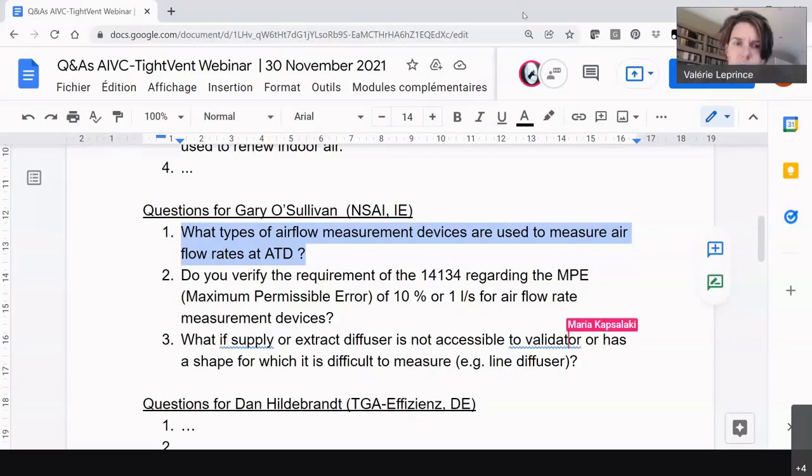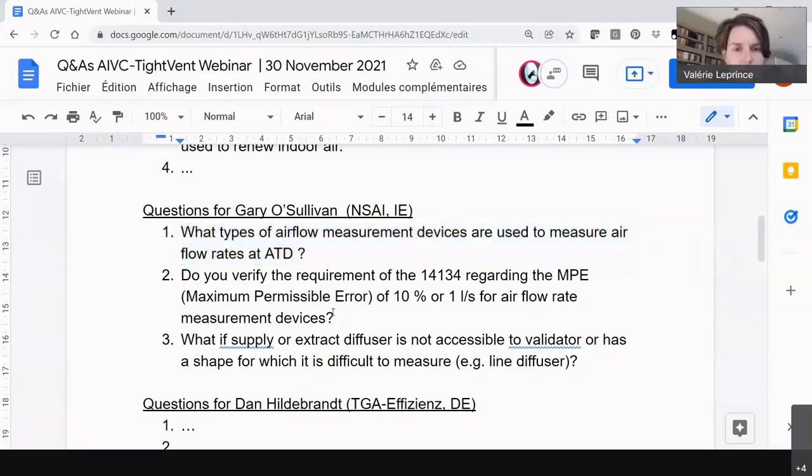We are now revising the standard 16211 about airflow measurement. I don't know if you refer to this standard in your regulation. This standard proposes other ways to measure airflow, like in-duct measurement or measurement with a tight bag or things like that. Do you use it also, or do you use only airflow measurement at air terminal device? Only airflow measurement at air terminal device. Okay. Good. And you do not refer to 16211, I guess, then? No. In the regulation, okay.